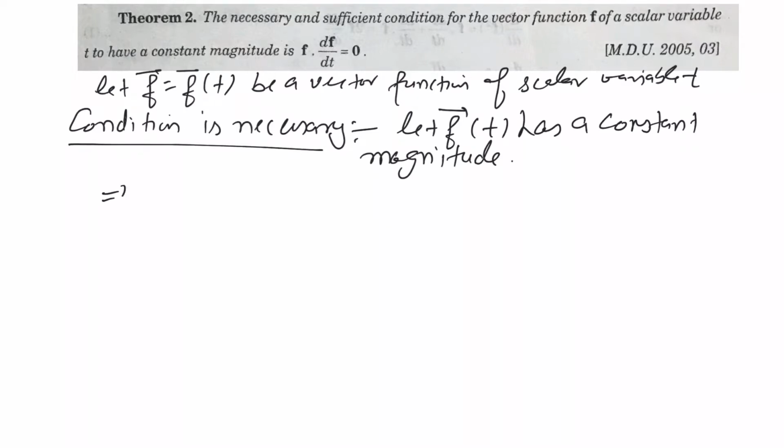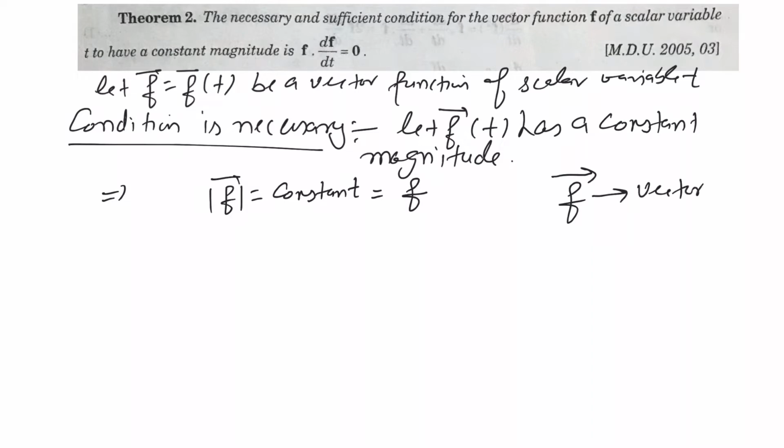This implies that the magnitude of f is constant, and the magnitude of f is sometimes simply written as f. If we put an arrow over f, then it is a vector, and if we simply write f, then this is the magnitude of the vector. So this is the shorthand notation for a scalar quantity. We may be using this very frequently.